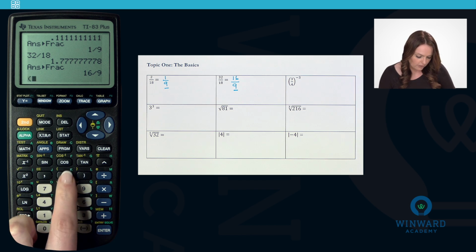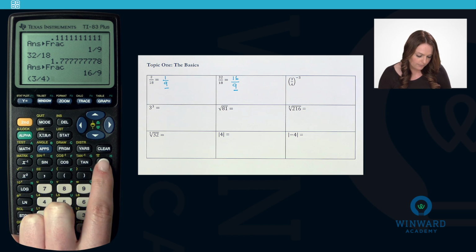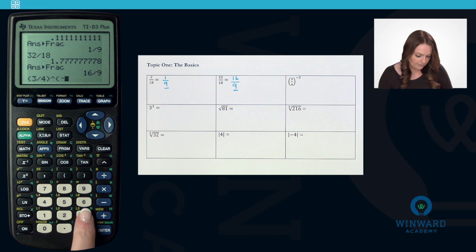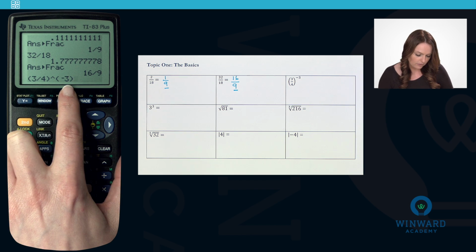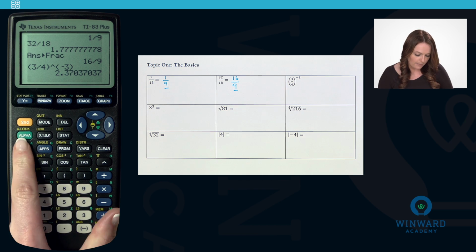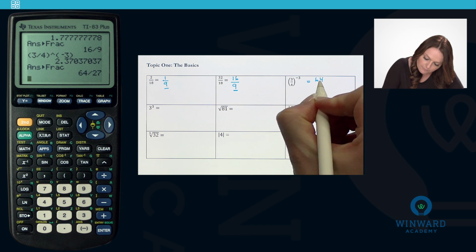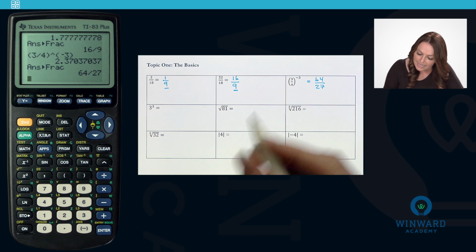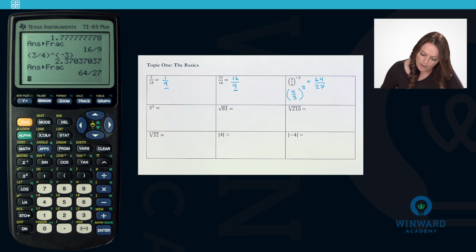Do parentheses 3 divided by 4, and then we just do to the power, so you do this little caret symbol. Then you want to do parentheses, -3, close parentheses. So what you're doing is telling the calculator to do the quantity 3/4 to the power of -3. Press Enter, and again, you see this crazy number with a lot of decimals. So what can we do? You can press Math, fraction, and it'll convert it to the lowest form, 64 over 27, which again is the same thing as flipping the fraction and doing 4/3 to the power of 3.